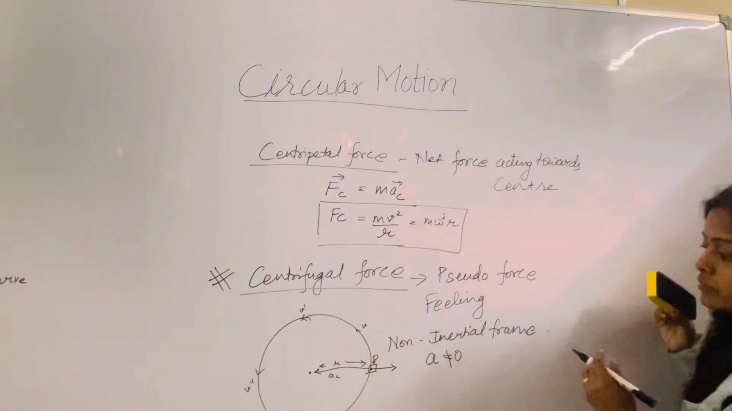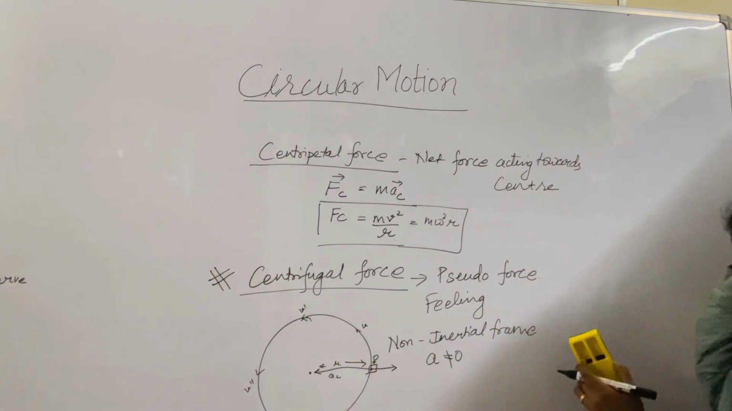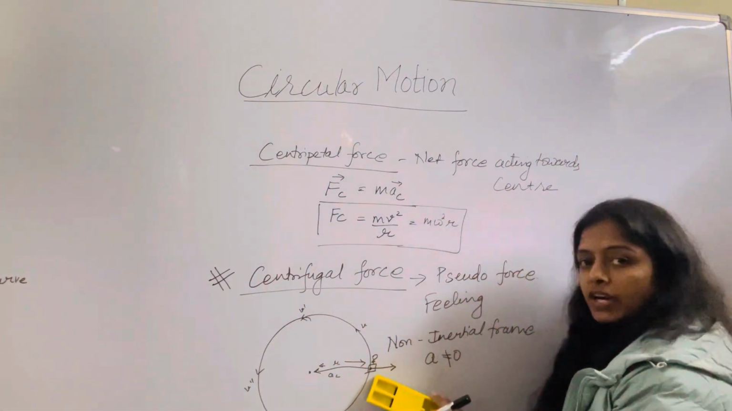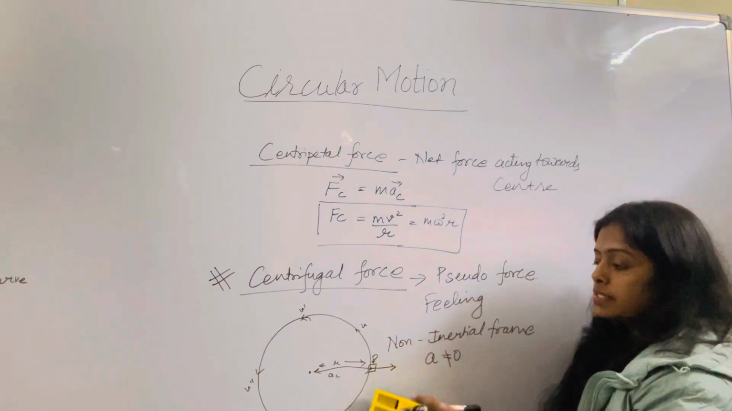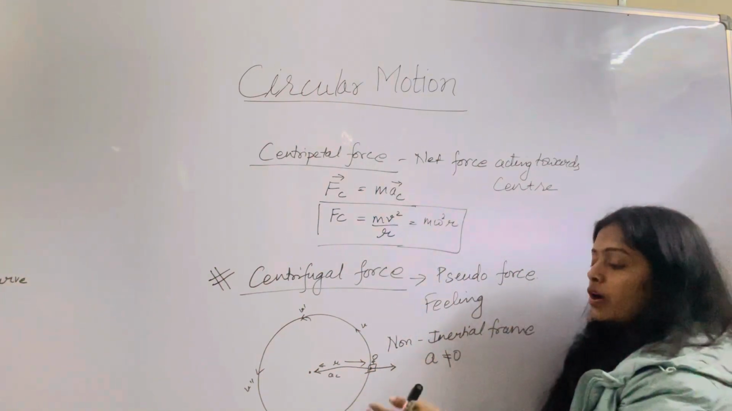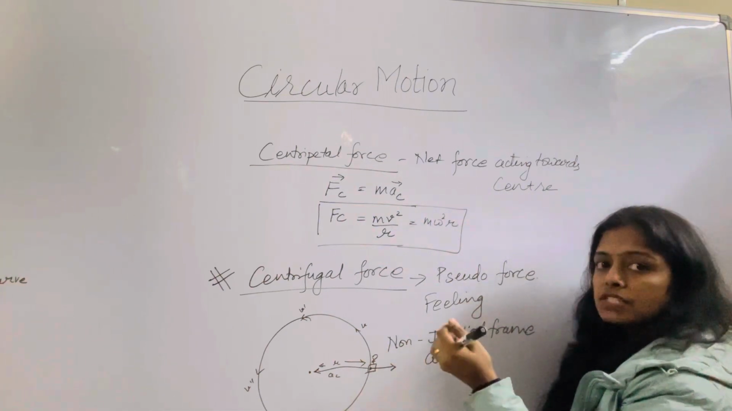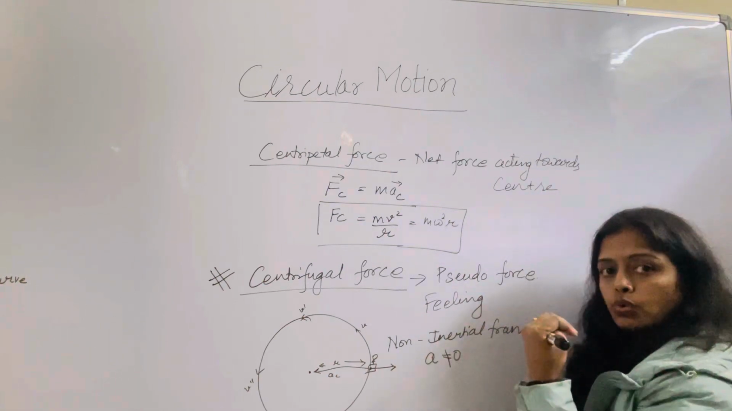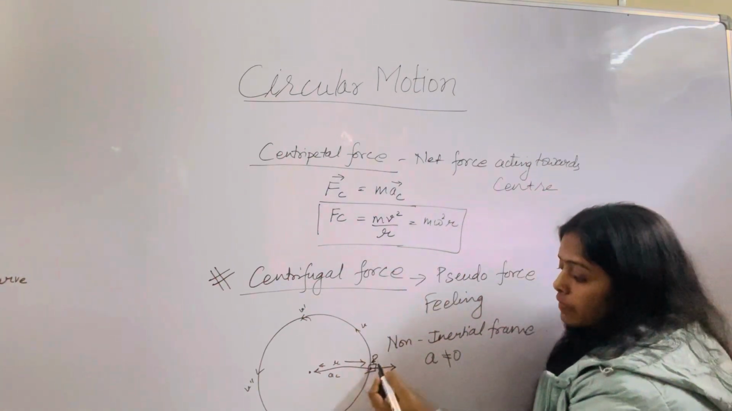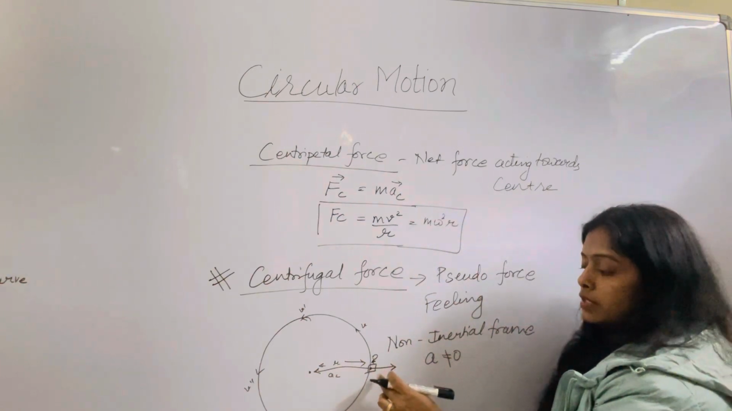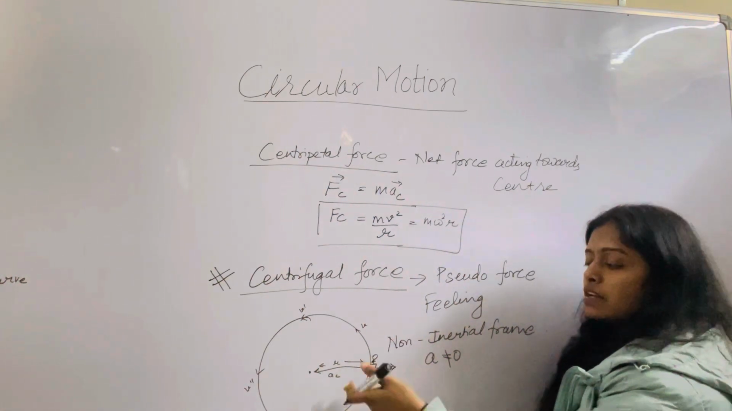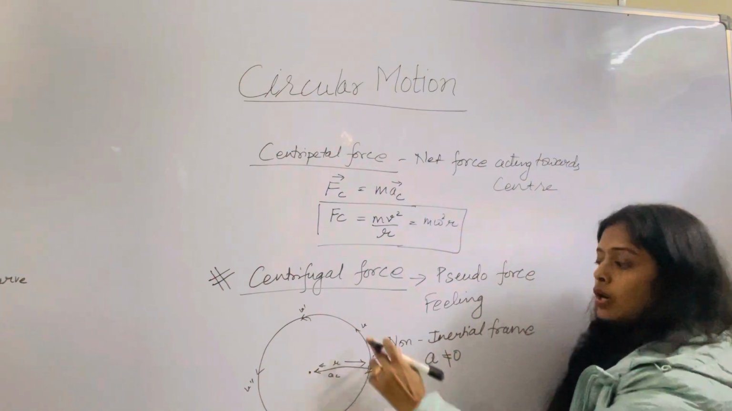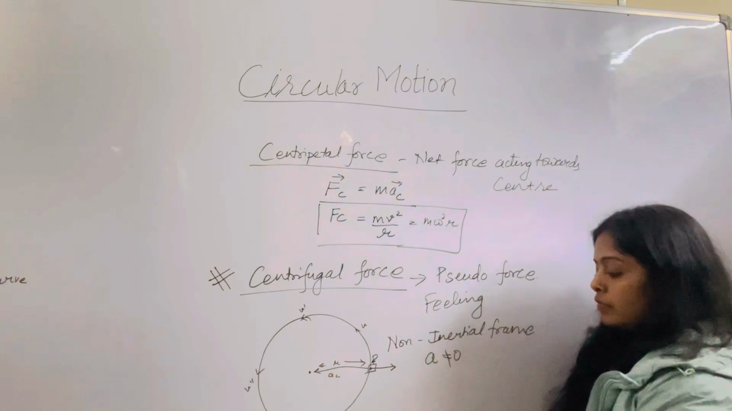Is it clear? And it's not a real force. Basically when we are on a circular ride, we always feel a force acting in the outward direction. This is the feeling of the person who is in the non-inertial frame. Suppose an observer is observing the whole incident from the outside.